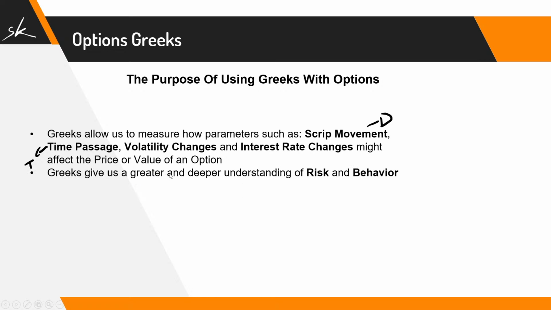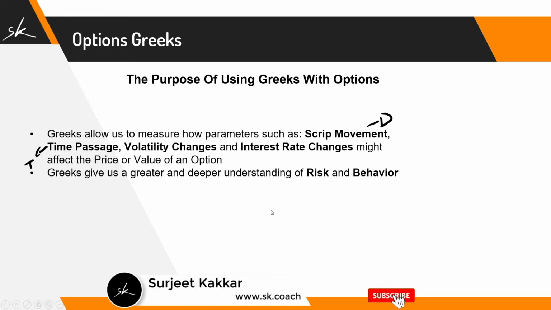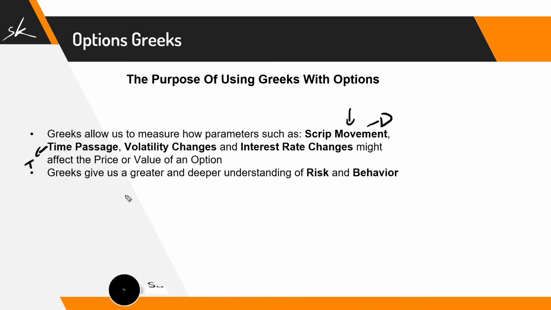Now, Greeks give us a greater and deeper understanding of risk and the behaviors. And can you see, by understanding how the movement of the script behaves, we were able to choose better strike prices. Similarly, by understanding how the time passage behaves, we were able to understand what strikes we should be using and what expiries we should be using, right? So that gave us a better understanding of choosing the correct strikes and the correct expiries.